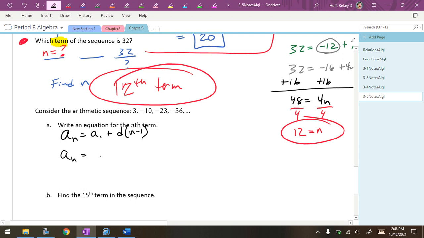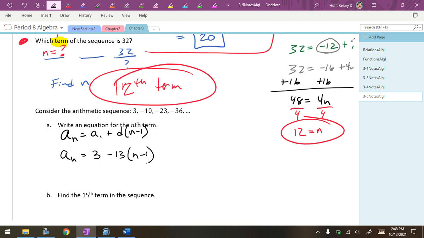A of n equals 3 minus 13 parenthesis n minus 1. Why is it minus 13? It's supposed to be plus d. Plus a negative 13. Do we ever want to write both plus and a negative? No, Ms. Hoff would go crazy, right? So your d, in this case, the common difference, is a negative 13.